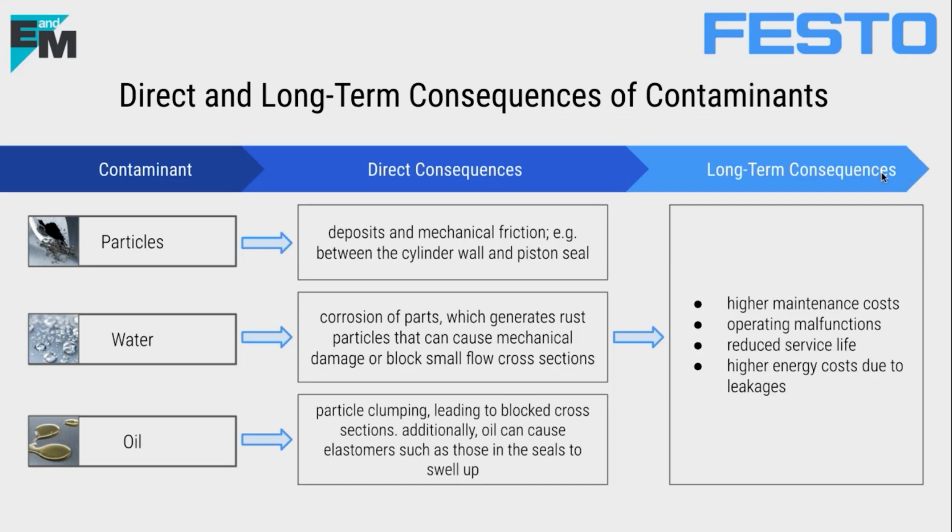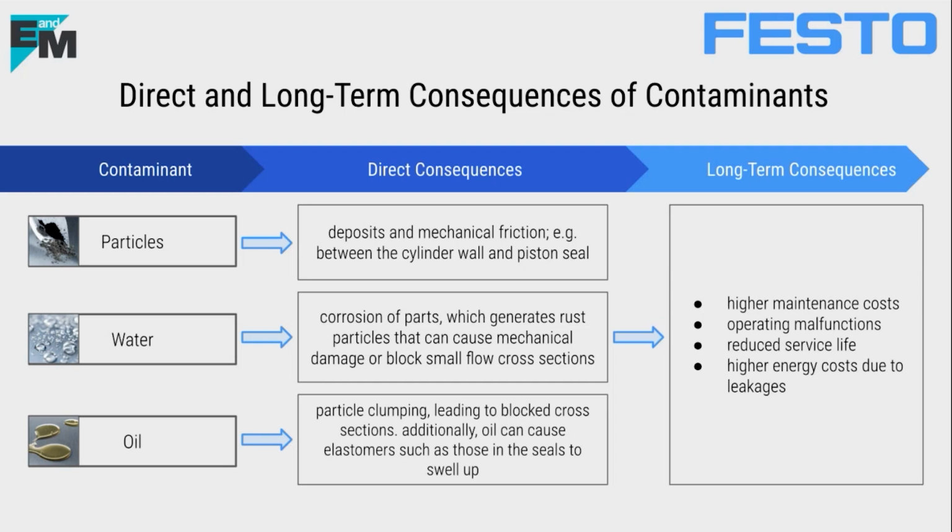So there are a list of direct and long-term consequences of contaminants. For particles specifically, those particles can create deposits in mechanical friction. For example, that could look like particles that get deposited between the cylinder wall and piston seal. And then there's water for contaminants, which can lead to the corrosion of parts, and that can generate rust.